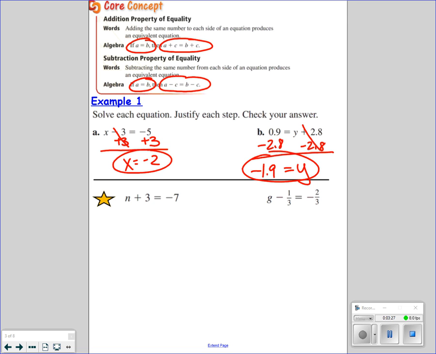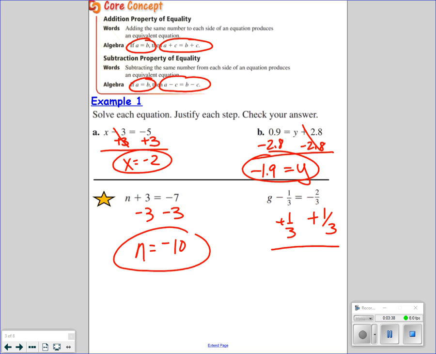And I'm back, and we're going to work on this. So I'm going to subtract 3 from both sides. Hopefully when you did these two on your own, you got negative 10. Fractions, I'm going to add 1/3 to both sides. Negative 2/3 plus 1/3 is negative 1/3. So again, don't be alarmed by fractions, and you can use a calculator in this class. So again, you are allowed to use a calculator if you are what I call fractionally challenged.